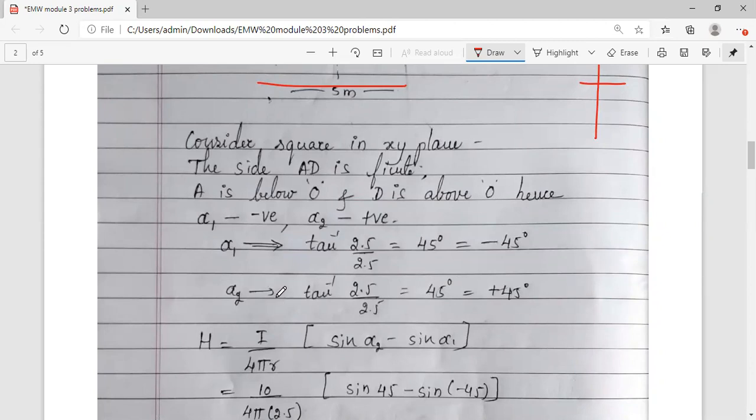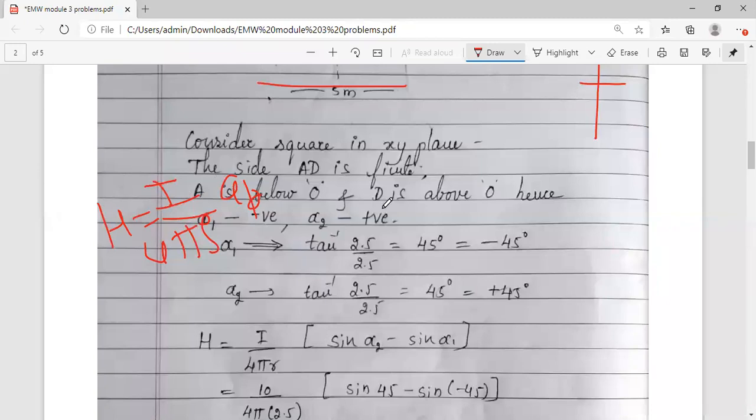Try to remember, when we applied the Biot-Savart's law for a long straight conductor, an infinite conductor, we got one equation: H equals I by 4 pi rho something, in the phi direction. Hope your notes are with you. This we have already derived in the classes. This is when the conductor is infinite.